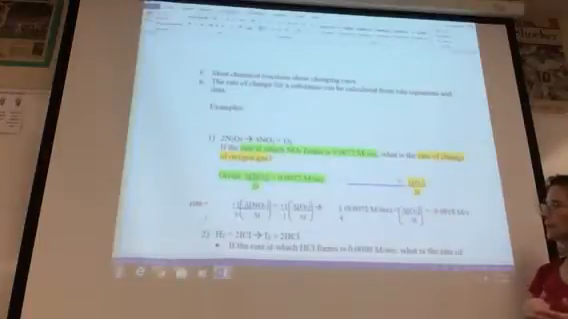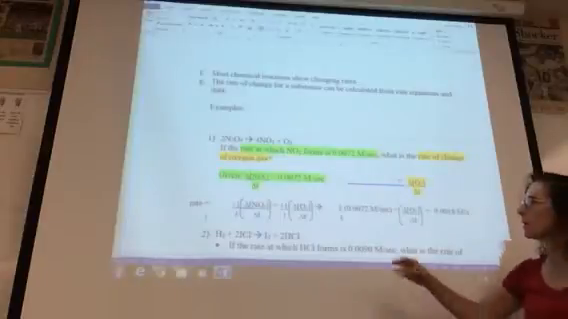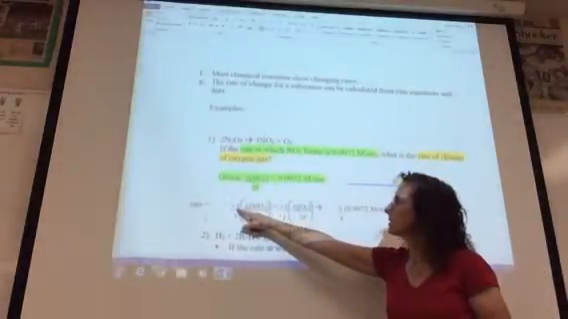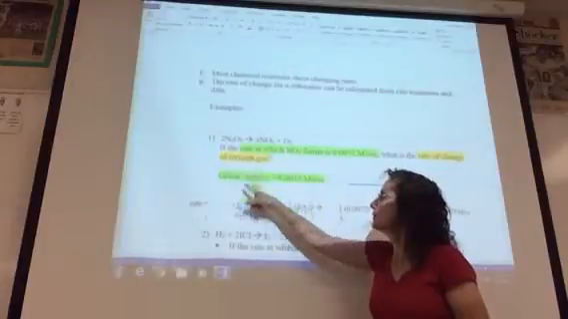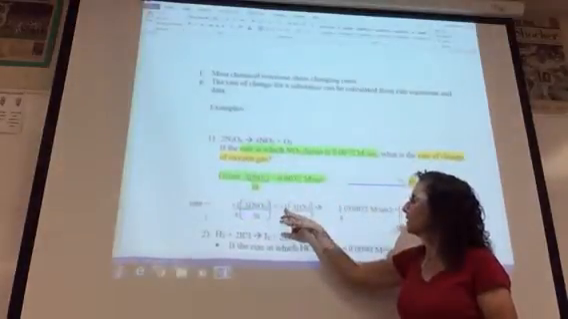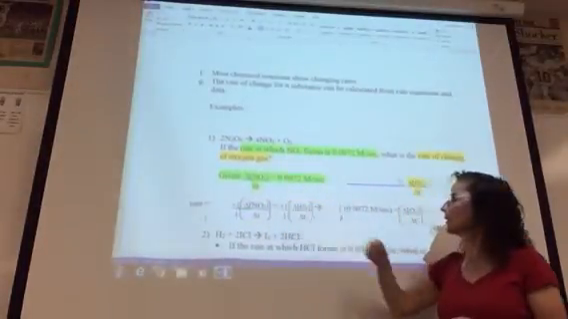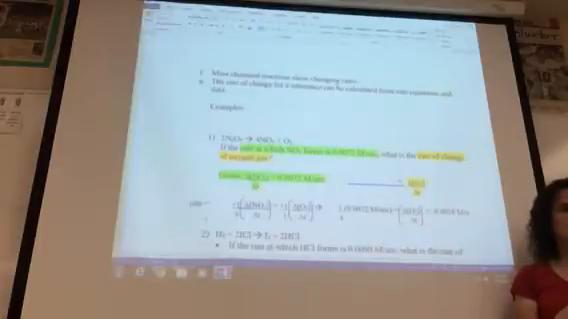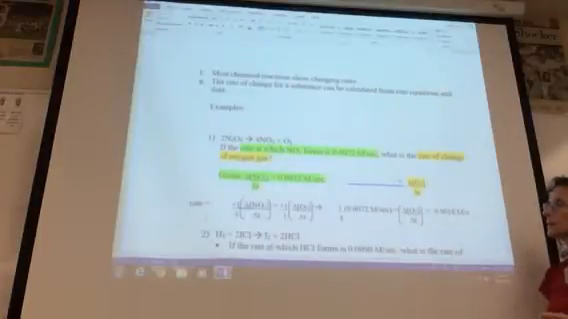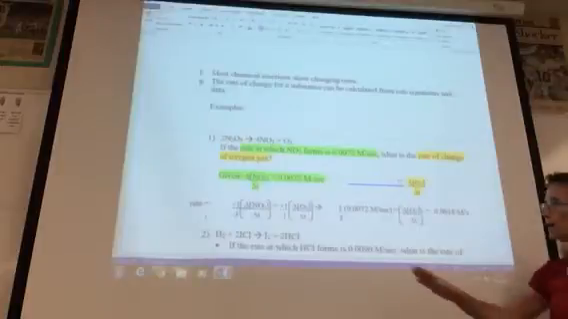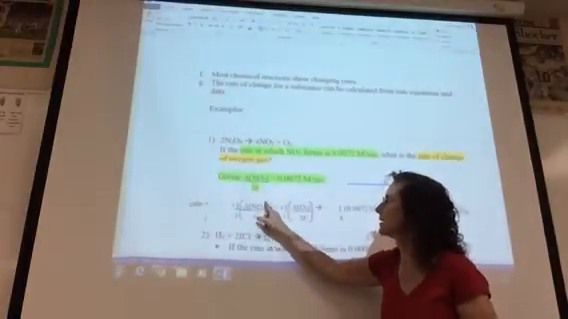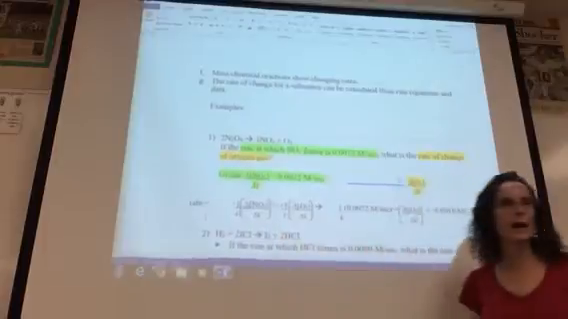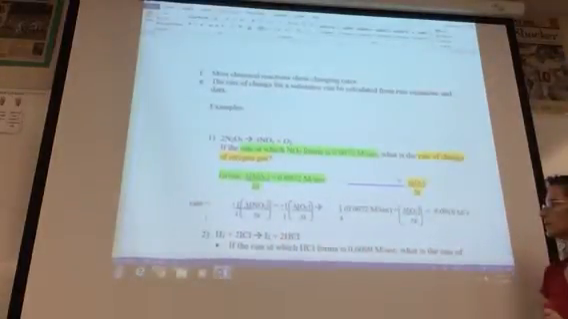I set up a rate equation with those two substances, just like from the do now. Product, positive 1 over the coefficient 4. Product, positive 1 over the coefficient of 1. Change in concentration over the change in time. So the new piece is going to be putting that data in for the rate at which NO2 forms. So I'm going to replace this piece, and yes, you usually replace the whole fraction, so you're not solving for denominators or anything like that.